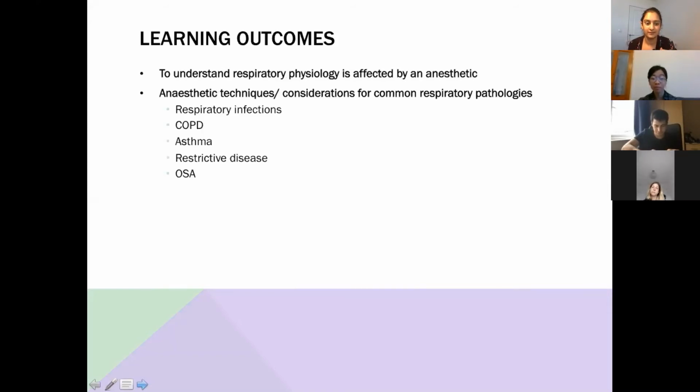So hopefully I've covered all the learning outcomes, so you can understand the respiratory physiology and how it's affected by an anaesthetic. This is a question that could come up in a Viva, and I've used this book actually, it's really useful. The one I've used is Basic Physiology for Anaesthetists, and it's got a section in it about anaesthesia in the lung, and I thought that was really useful clinically and for the Viva.